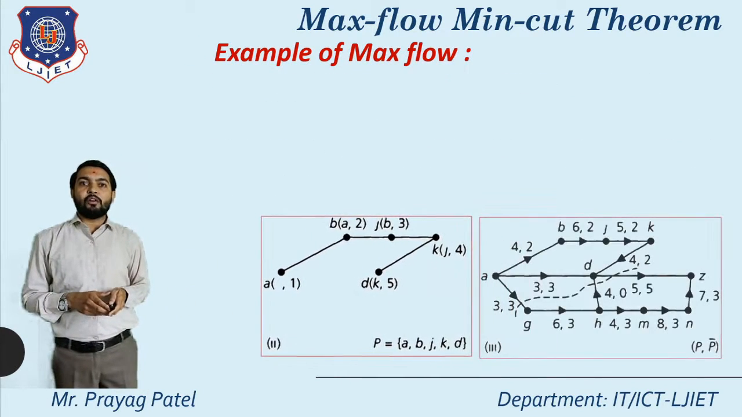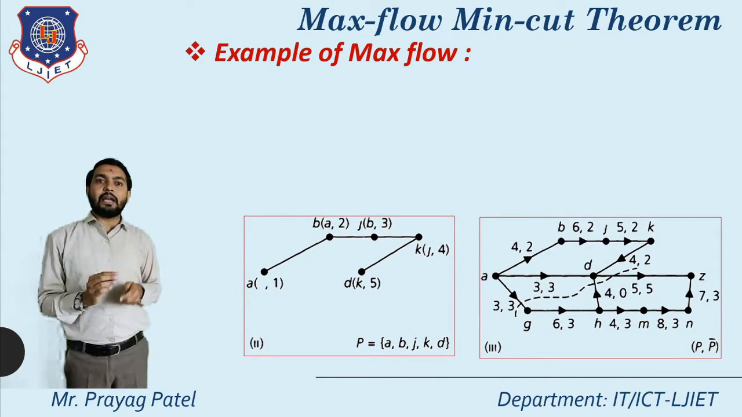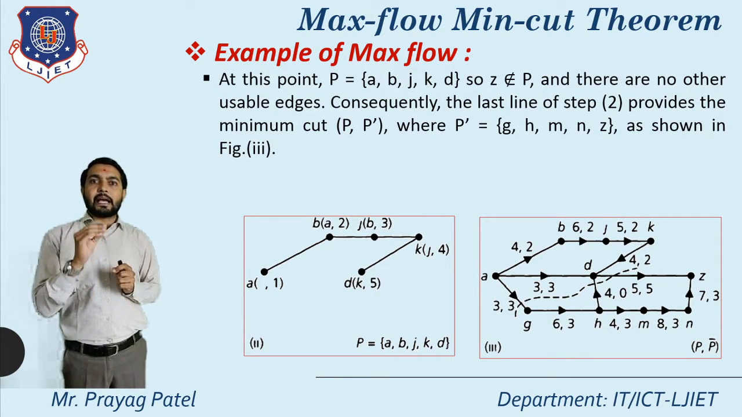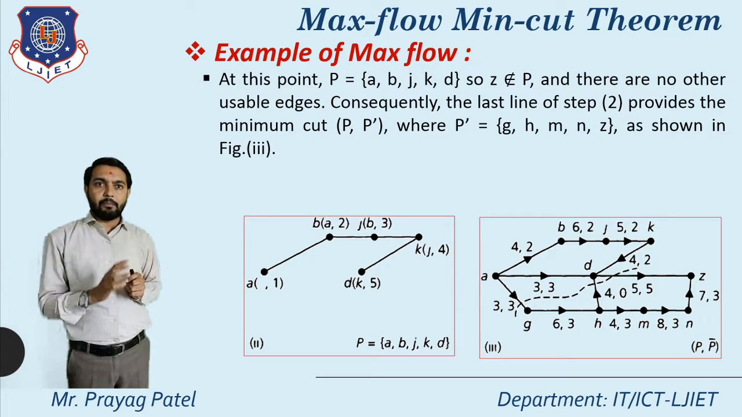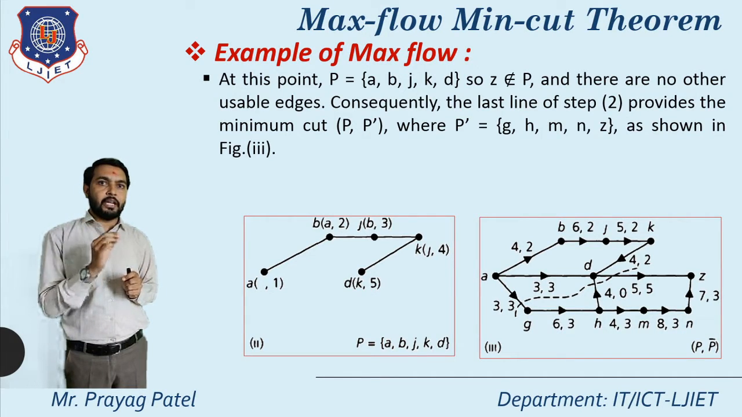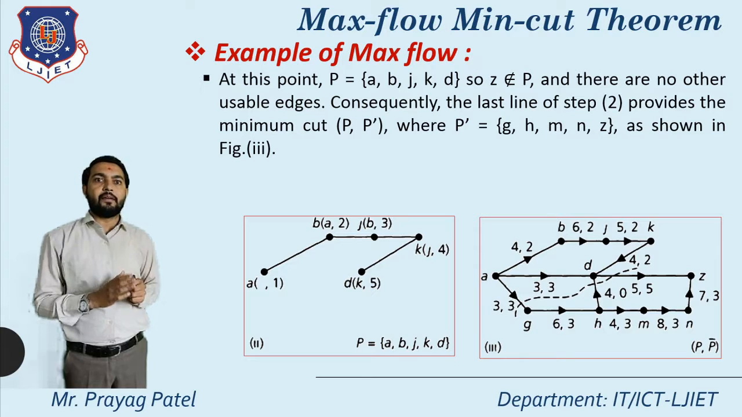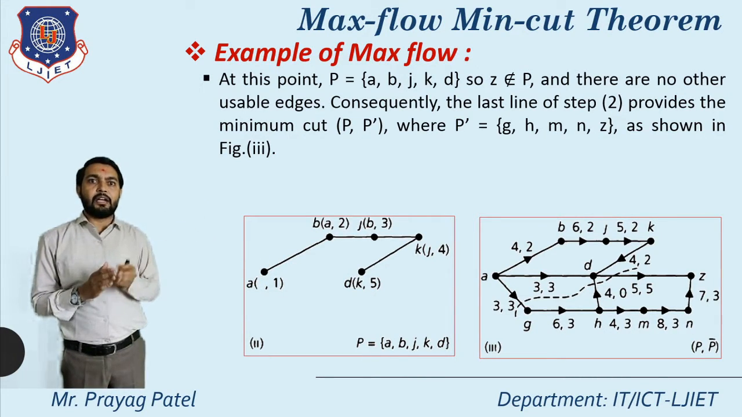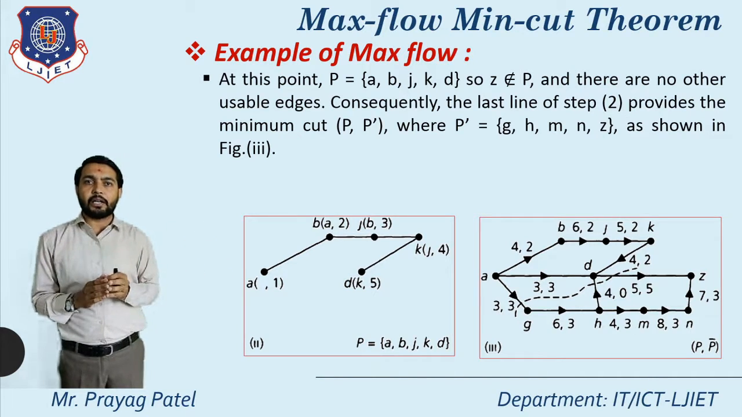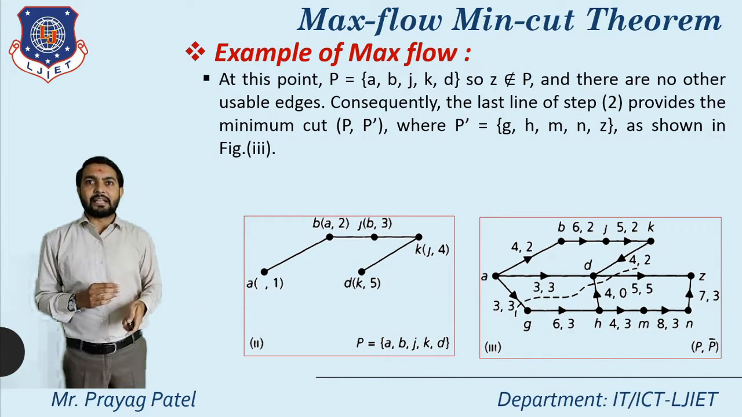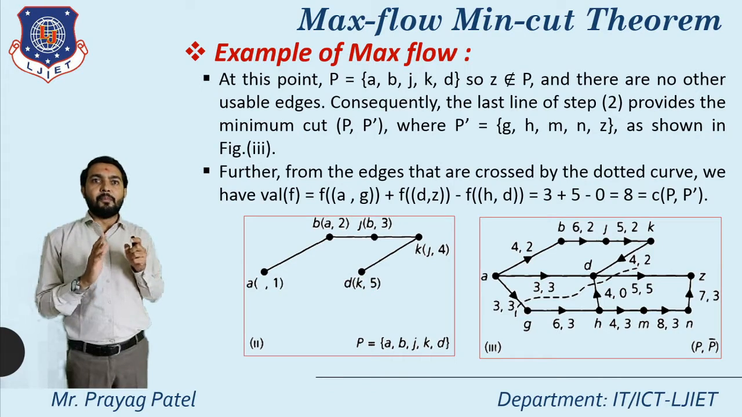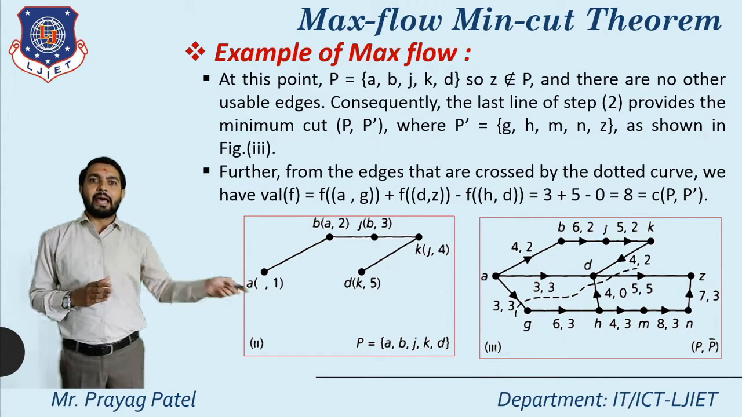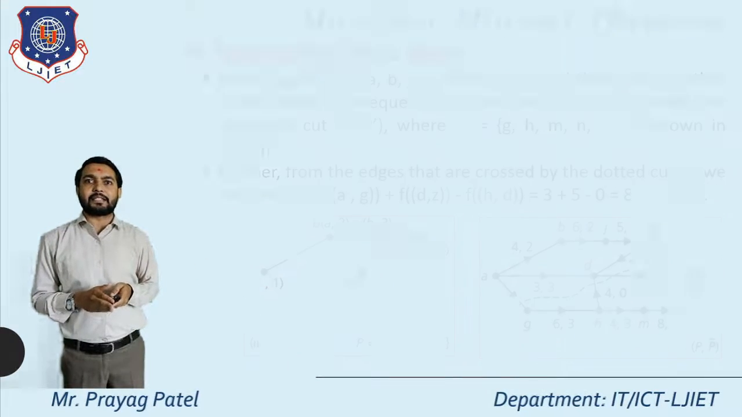So here we can find the maximum flow as well as the minimum cut. This is a minimum cut, P as B, J, K, D, and P dash as G, H, M and the rest. In this second figure, we see that one dashed, dotted line is considered as a cut. So this is a simple example of maximum flow and minimum cut. Here maximum flow equals 8 and the cut is available like this. This cut is considered as the C1 cut.